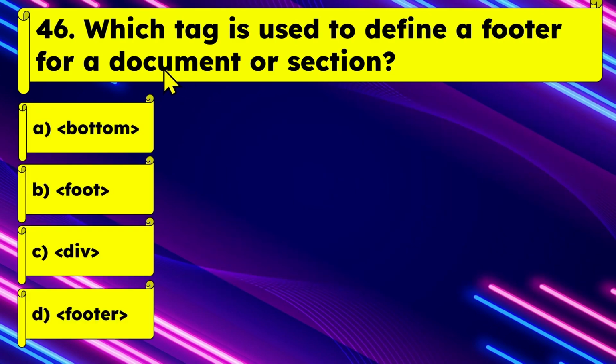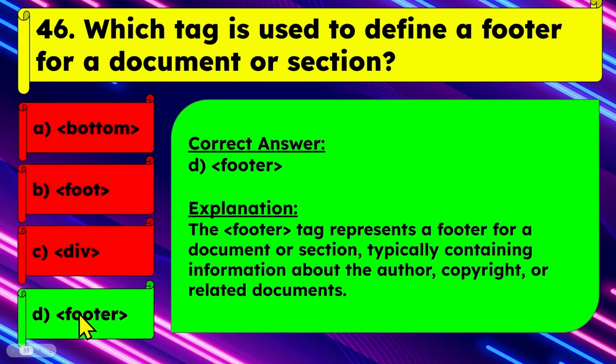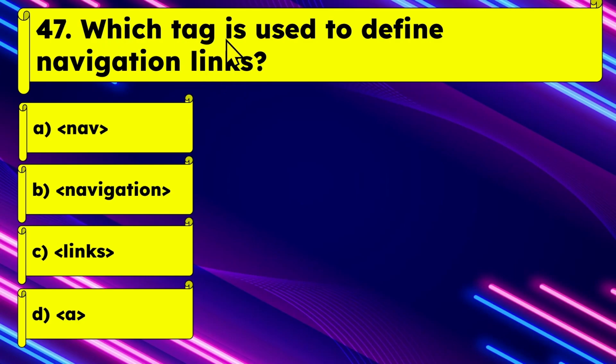Our next question is, which tag is used to define a footer for a document or section? And again, this is the easiest one. Option A says bottom, option B is foot, option C is div, and option D is footer. So here definitely the correct answer will be option D, which is footer. You can see the footer tag represents a footer for a document or section, typically containing information about the author, copyright, or related documents.